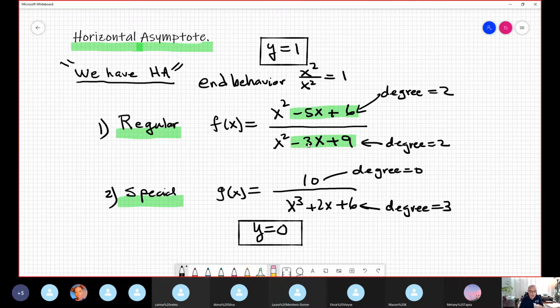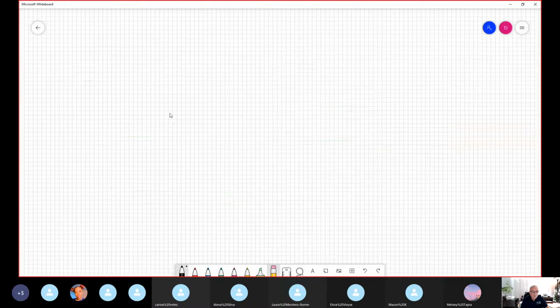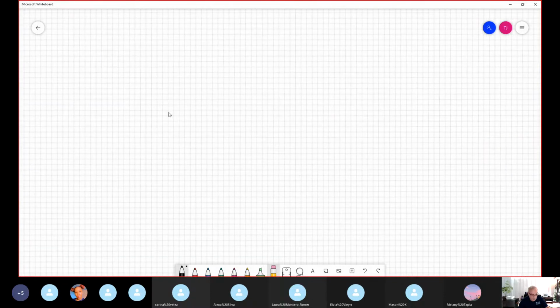Okay, so let's move on to the first example today. I want to illustrate a little bit different thing about the horizontal asymptote. Let me erase the board. Boom. Suppose this example number 1 of today.